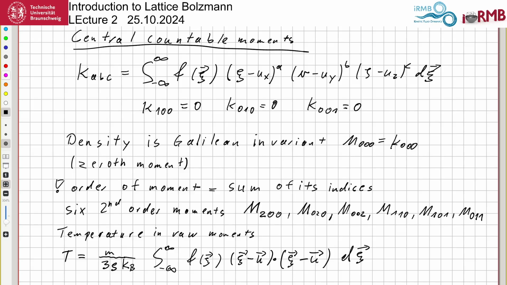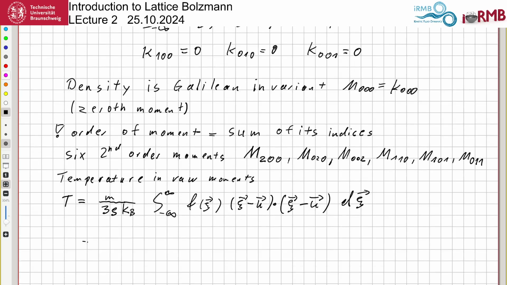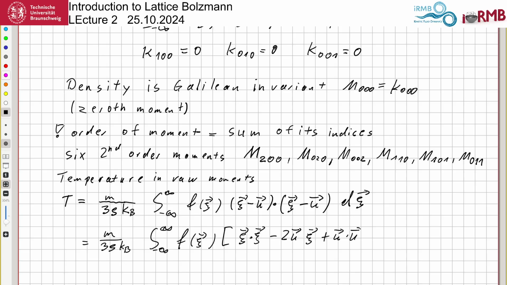If we want to do this, it actually looks like this. There's this prefactor M3 rho Boltzmann integral. So we write this thing out. This is xi times xi minus 2u xi. This is the binomische Formel. What is this in English? Binomial equation, I guess.